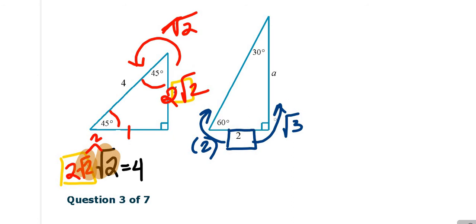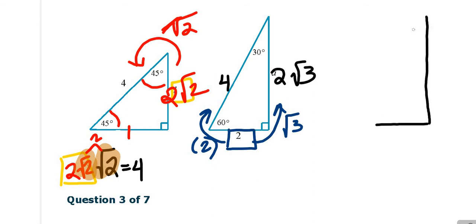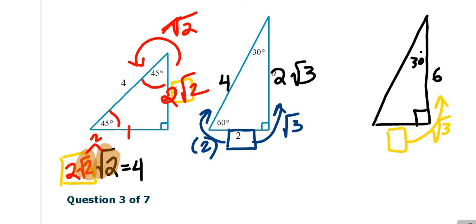If we start here with 2, something times root 3, this will be 2 root 3, and this will be 4. Now, some of you may get this in a 30, 60, 90. Let's say this was a 6, and it would read like this. Something times root 3 is 6. Correct answer there is going to be 2 root 3, because 2 root 3 times root 3 is 6.